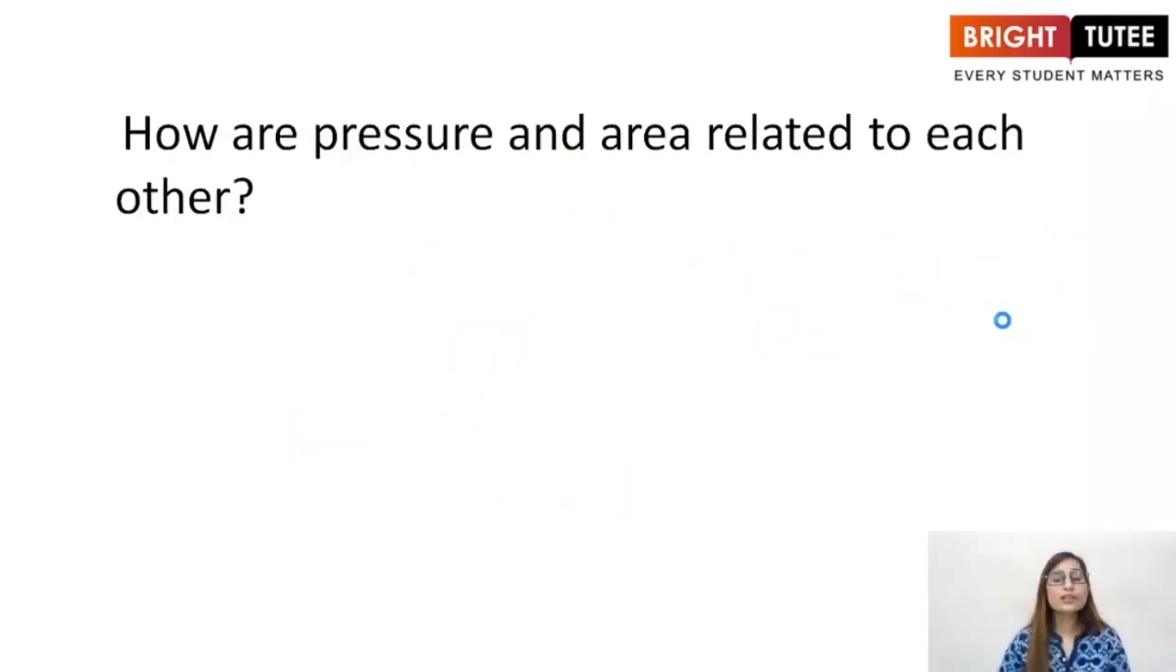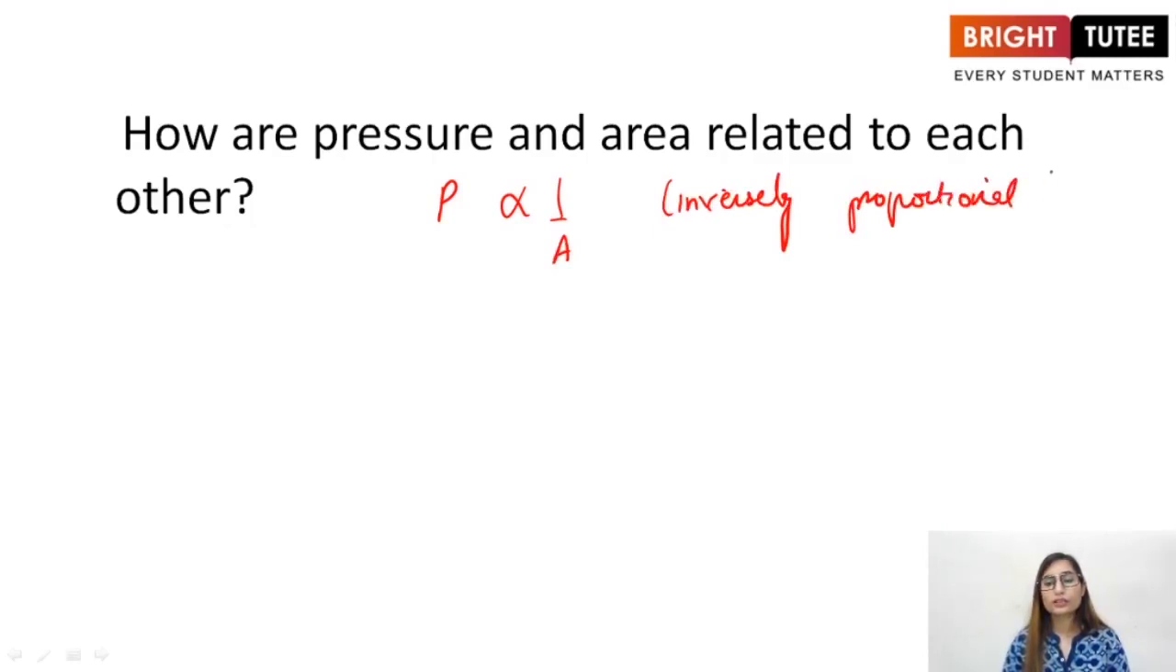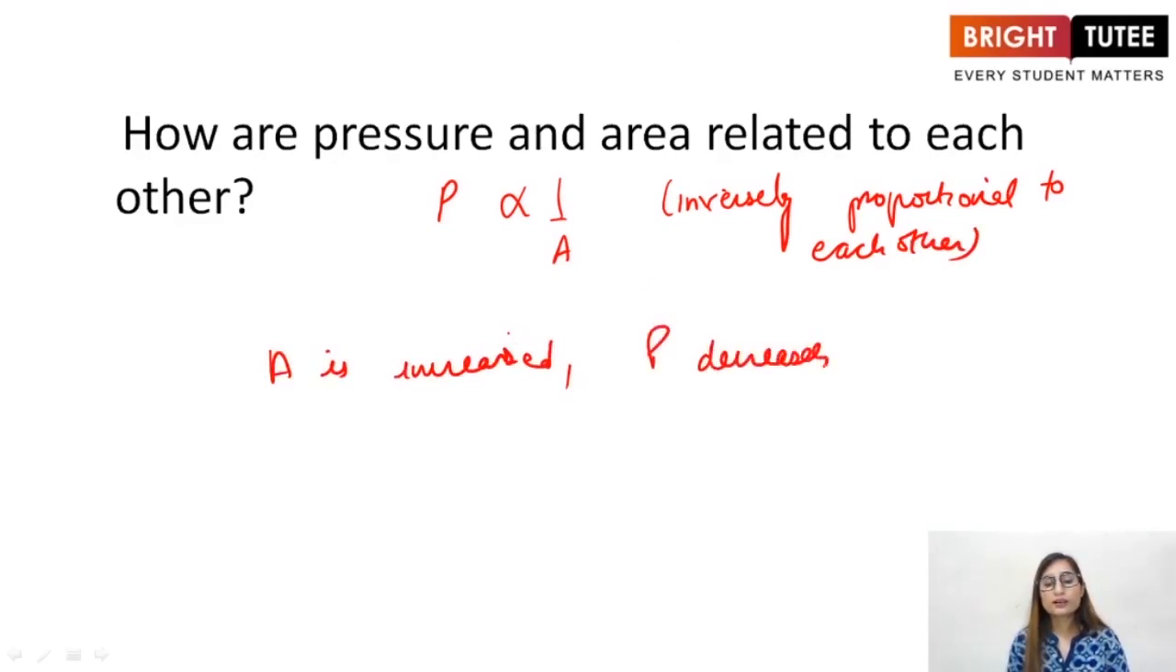Now how are pressure and area related to each other? Basically pressure is inversely proportional to area. Inversely proportional to each other. Basically when area is increased, pressure decreases, and when area is decreased, pressure increases. This is the relationship between area and pressure.